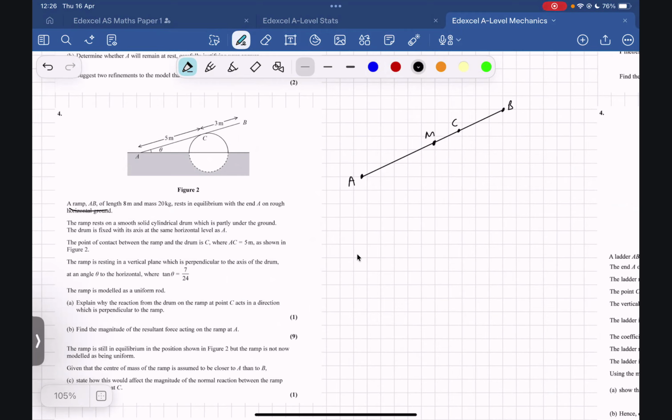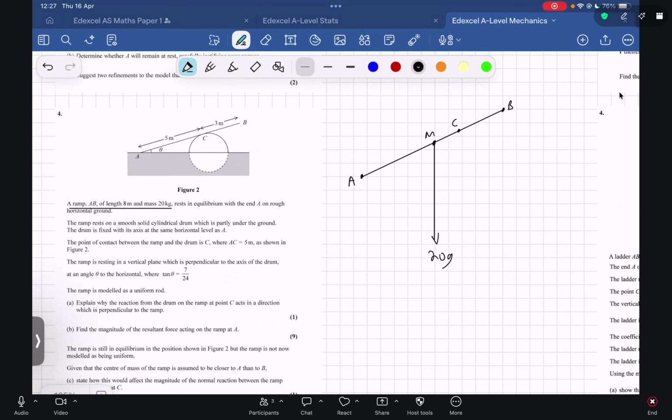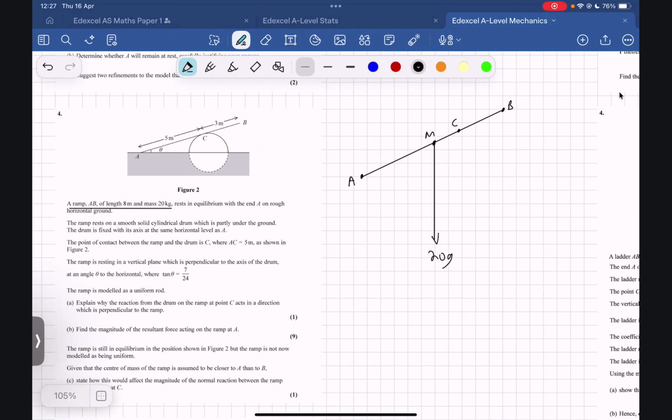The ramp has a mass of 20 kg, which means the weight of the ramp is 20g. And it always goes down the middle. That's why I put the point M. Is that okay? Cool.